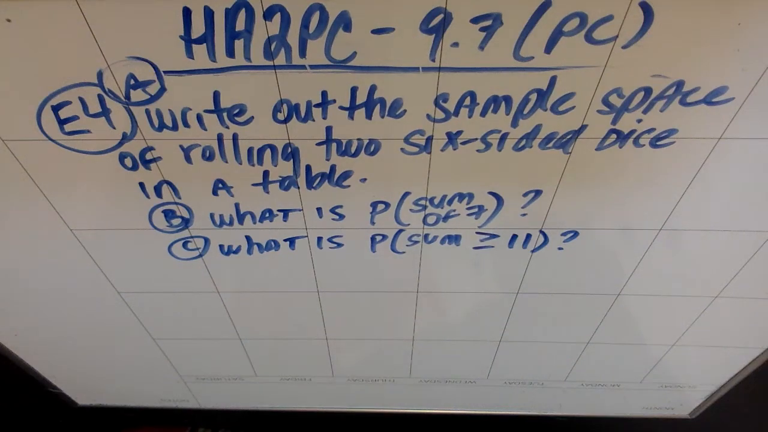This is Honors Algebra 2 Pre-Calculus. We're doing 9.7 in Pre-Calc, which is probability.